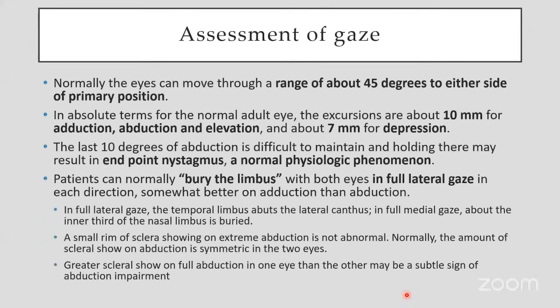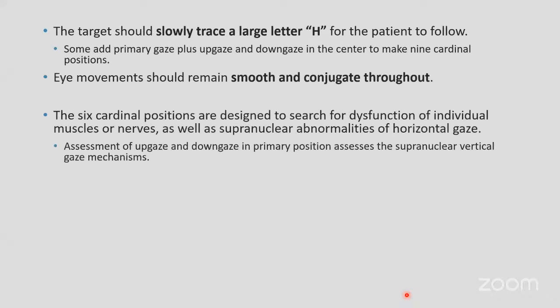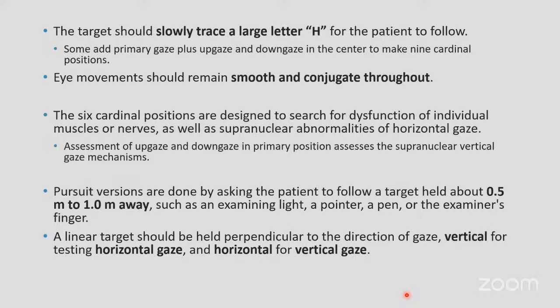So this is normal gaze. For checking the normal gaze, we have to slowly trace the letter H for the patient to follow. Some add the primary gaze plus up gaze and down gaze in the center to make the 9 cardinal positions. Eye movements should be smooth and conjugate throughout. The 6 cardinal positions are designed to search for dysfunction of individual muscles or nerves, as well as supranuclear abnormalities. Assessment of the up gaze and down gaze in the primary position assesses the supranuclear vertical gaze movement mechanism.